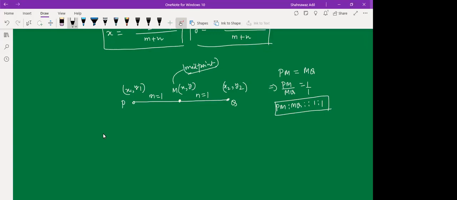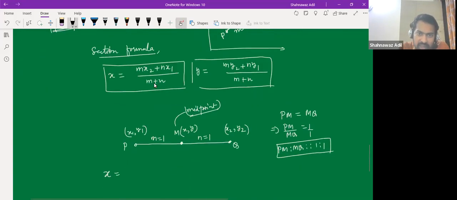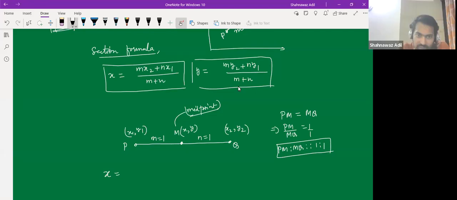Now, what would x be? For the section formula, x is equal to mx2 plus nx1 by m plus n, and the y coordinate is similar. But because this is the midpoint, how can we use this formula in the questions? Because we don't know what m and n are.